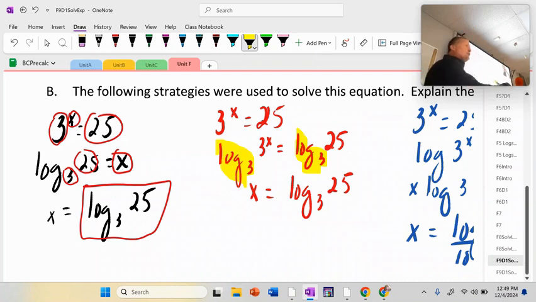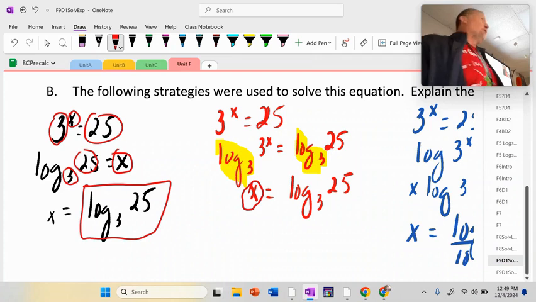But now I'm loosening up on this. So whatever I do to one side, I do to the other. I log base 3 of both sides. All right. Why does that work? What's log base 3 of 3 to the x? Well, it's right in front of you. The answer is x, but it still requires memorization. You've got to know the rule. You've got to know that log base 3 of 3 raised to the x is x.